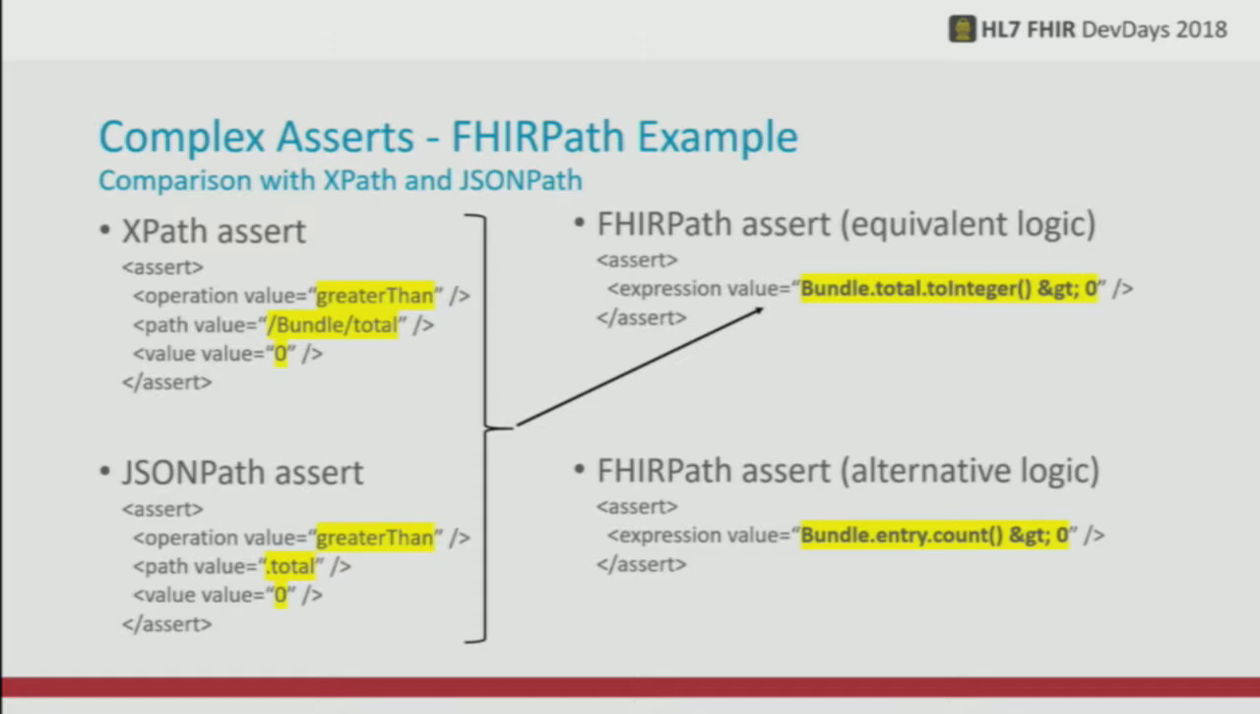Well, bundle total, if you look at the FHIR specification, is actually an optional element. So the search set bundle doesn't have to give total as a value. Generally, I do think that it should be there, but it's not a requirement. The cardinality is 0. So I could actually do an alternative logic here that is more guaranteed to work, which is bundle.entry with a count function. Because that's where all the results are going to be in the entry list of the bundle. And I can simply count them and then make sure I have at least 1, greater than 0. So that's just an example of comparison of XPath, JSONPath, and FHIRPath as what you might do.